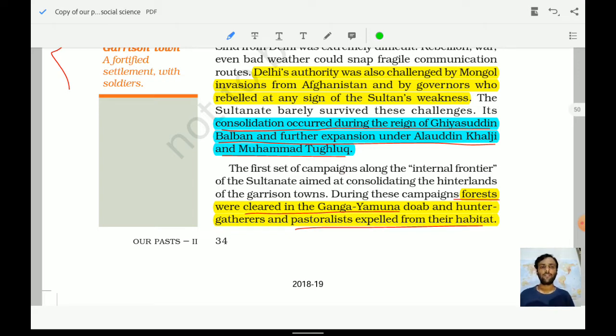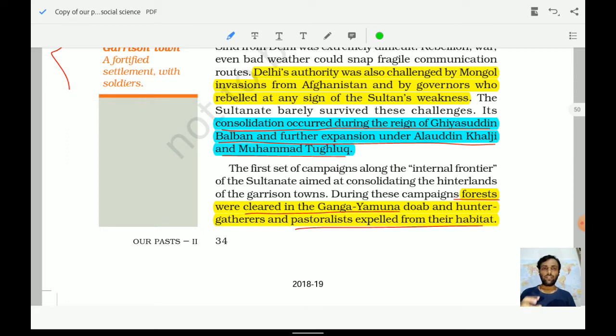Whenever there was a weak king or weak ruler, the people who were the landlords or the governors of the different parts rose in prominence or rebellion, and they settled their own dynasties, right? So this was also happening at this time. So consolidation occurred during the reign of Ghiyasuddin Balban. Ghiyasuddin Balban was a very powerful ruler of the Delhi Sultanate, and we will know more about him, what type of rule he did in the Indian continent in his particular time period, right?